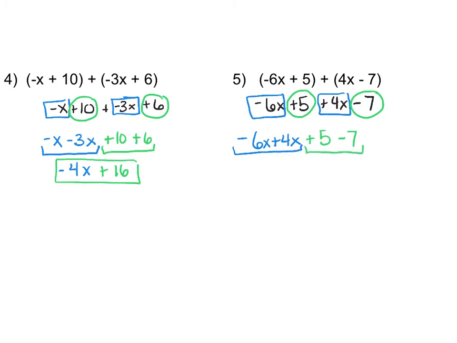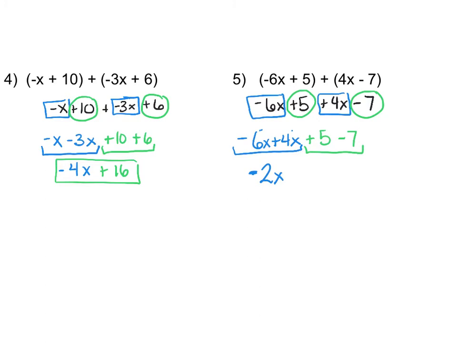So negative 6x plus 4x. Well, I have a negative and a positive. Well, since they're different signs, I'm going to subtract in my head. So 6 minus 4 is 2x. But do I have more positives or negatives? I have more negatives, so my answer is going to be negative.